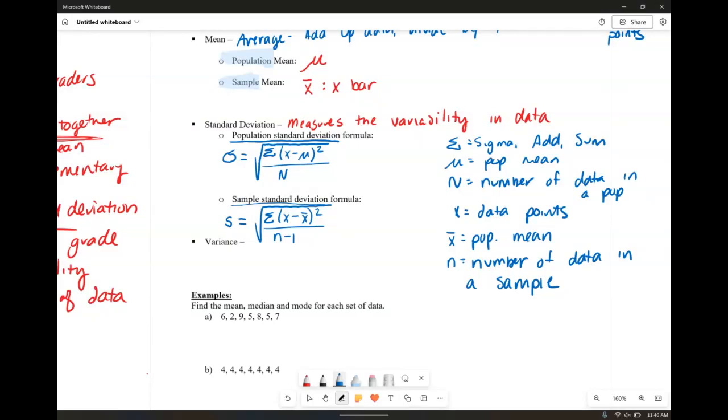Okay? Variance is the standard deviation squared. Okay, it's the number before you take a square root.